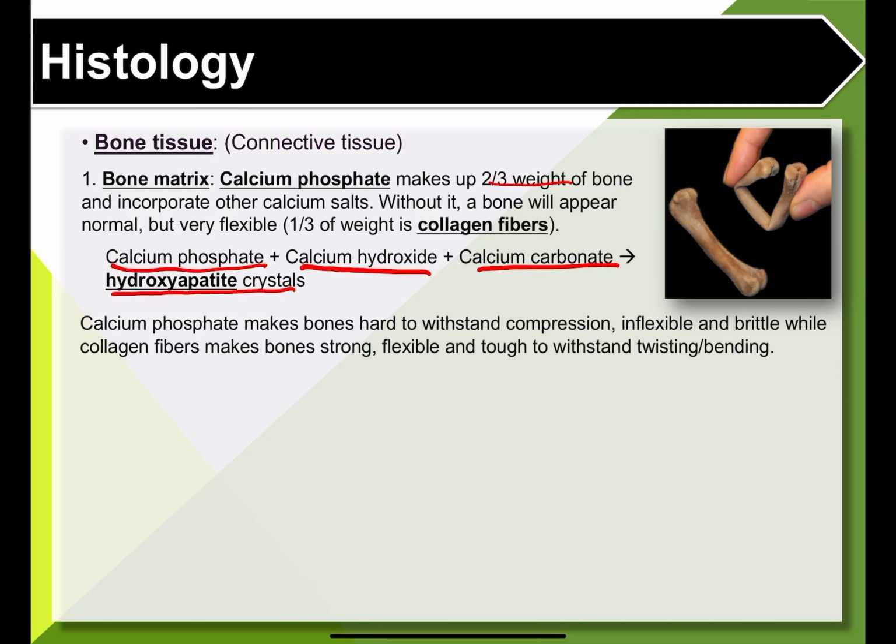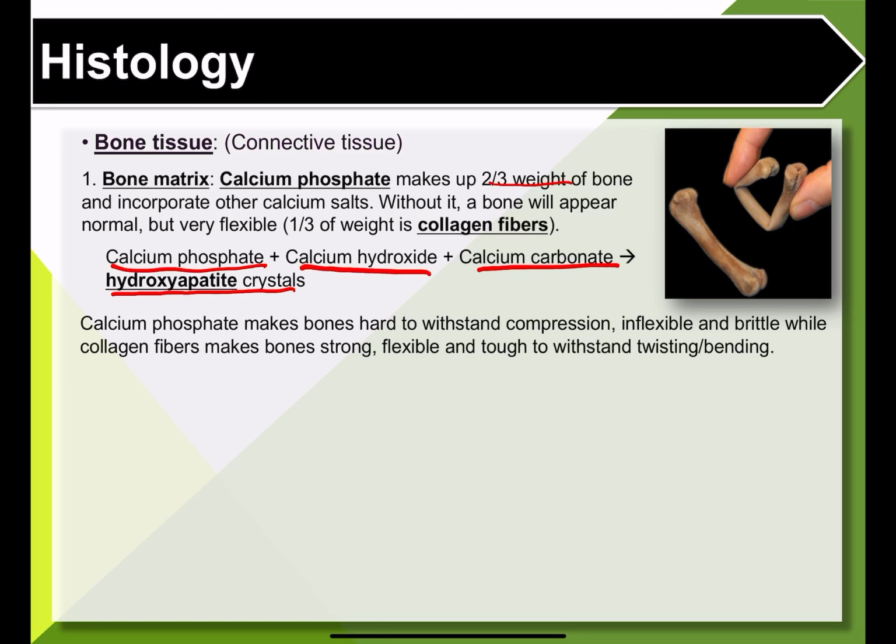And it is what makes the bone strong, allowing our bones to be able to withstand compression. So that's the function of the inorganic portion. Now, the organic portion is made up of protein fibers in connective tissues. And we talked about three types of fibers: your elastic, collagen, and reticular fibers. Bone tissue is mainly made up of collagen fibers because that's the strongest of the three types.